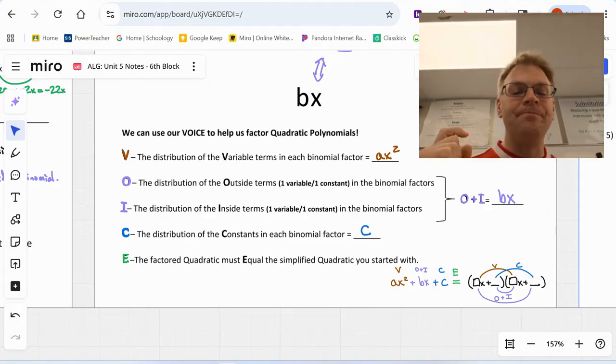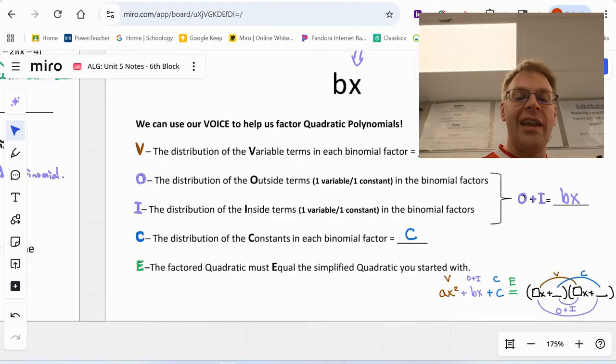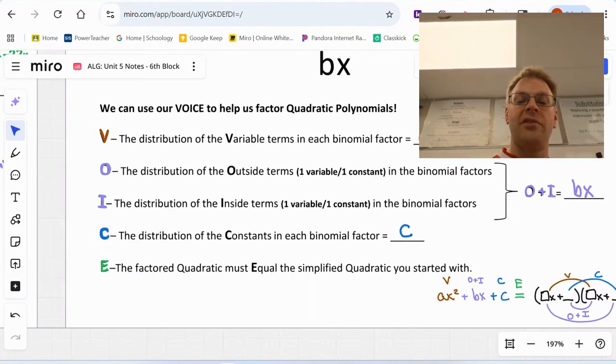All right. So VOICE: V, the distribution of the variable terms, always has to give you ax squared. O plus I, the outside and inside distributions added together, have to give you the middle term. And C, the distribution of the constants from the binomials, has to give you the constant term in our simplified quadratic. And if V, O, I, and C all check out, then you know your factors are equal to the simplified quadratic you started with, E for equal.